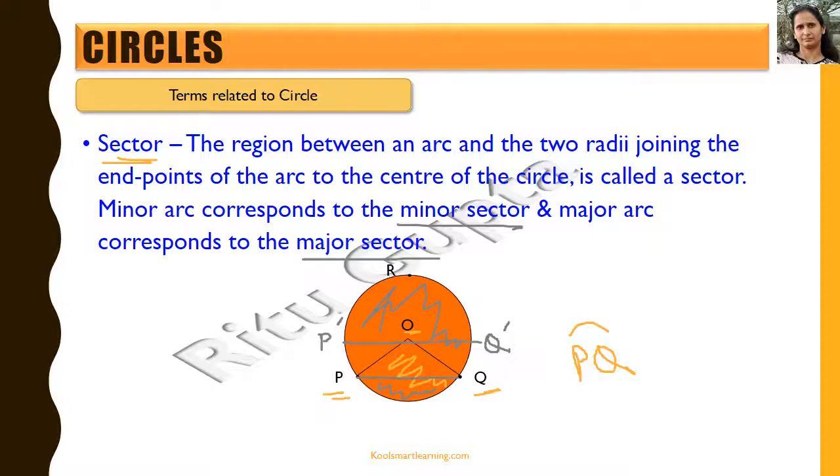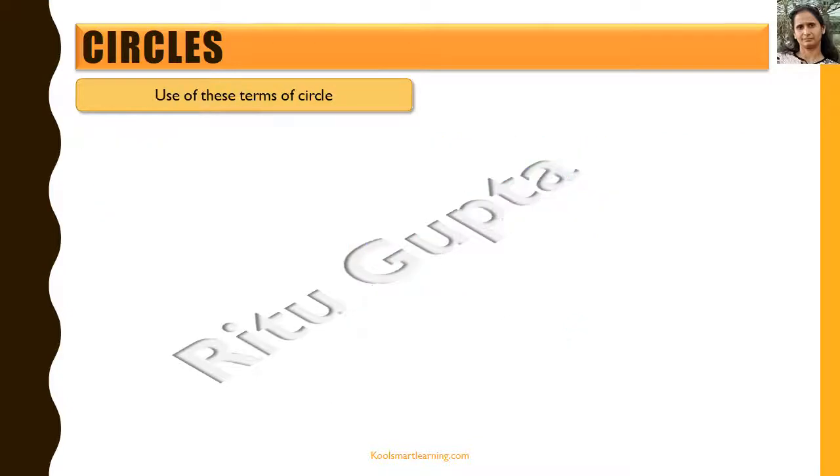Now in the case of a diameter P dash Q dash, we have the chord coinciding with the two radii, so the sector and the segment become the same and there is no minor or major segment. These are two semicircular regions. So we don't have any minor sector or major sector, we don't have a minor arc and a major arc, we don't even have a minor segment or major segment, we just have two semicircular regions.